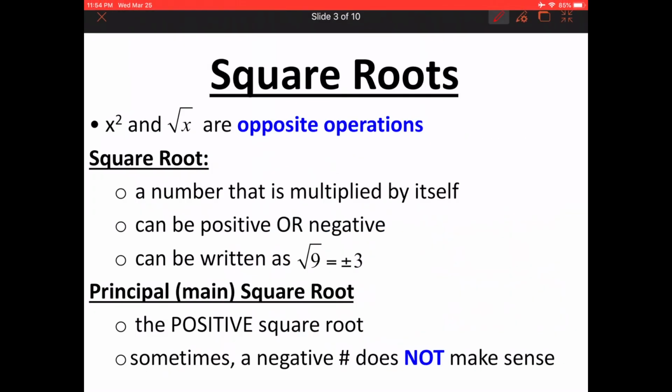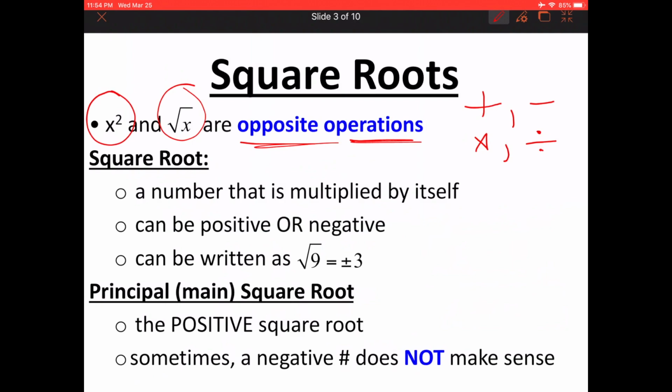Here, talking about square roots, I want you all to take a look that x squared and the square root of x are opposite operations. So just how when we have addition and subtraction, those are opposite operations, multiplication and division are opposite operations, that's the same way where x squared and the square root of x are opposite operations. So when we're dealing with equations, they are going to undo each other.